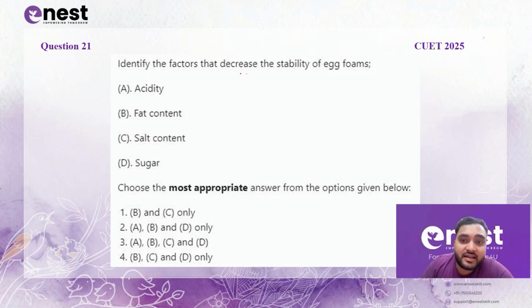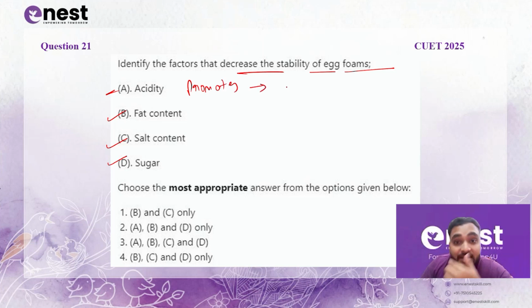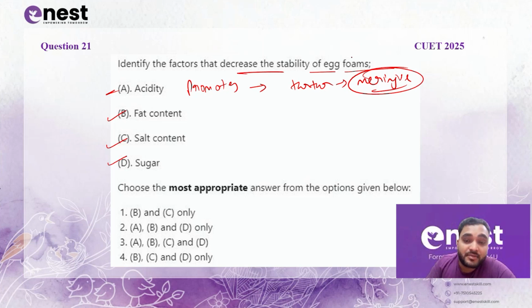Identify the factors that decrease the stability of egg foam. Options are acidity, fat content, salt content, and sugar. So sugar destabilizes the foam, salt also destabilizes, fat also destabilizes, but acidity promotes the foam formation, and that is why cream of tartar is added in meringues. Meringues are specifically made from egg whites, and in order to further stabilize them, cream of tartar is added, which is slightly acidic in nature. So the question was to identify the factors that decrease the stability. So B, C, and D.